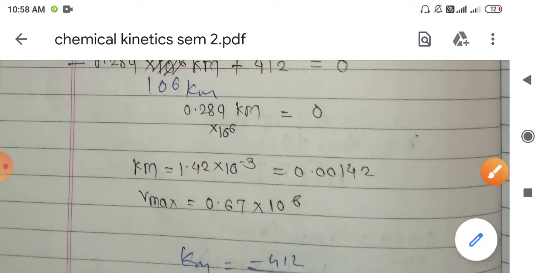Likewise, you might be asked various problems, and you might use various equations that might be applicable for the given problem. Okay, so this is all about chemical kinetics.